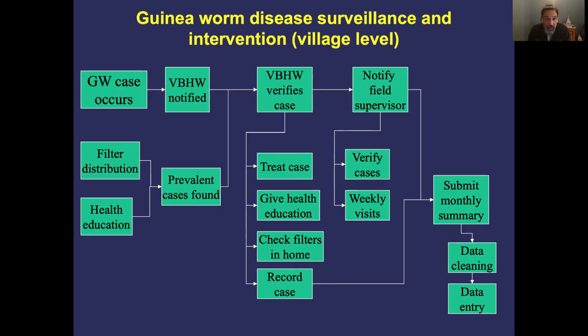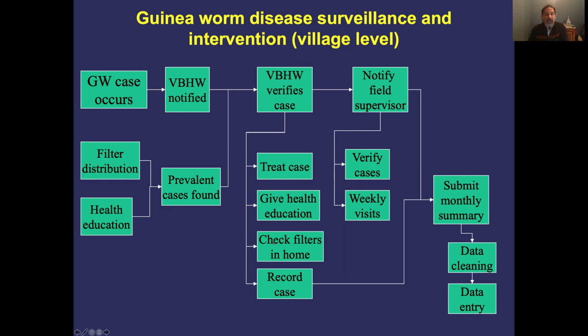How it worked is there were two components to the process. When a guinea worm case occurred, because the village-based health worker will have gone all around the village to do education around guinea worm, they would be notified, and then that person goes to verify the case. In the process of verifying the case, if it turns out to be a case, they will treat it, and that will involve health education to the patient to make sure that they don't go near the water. It involves giving health education to the entire household and to the areas around where the case occurs.